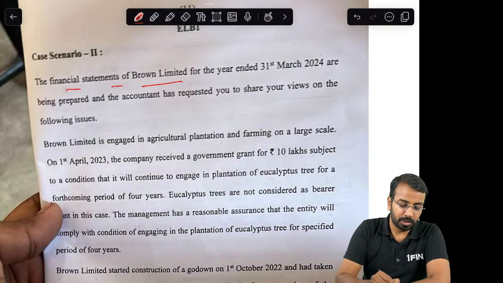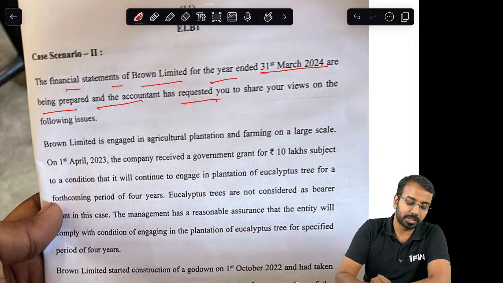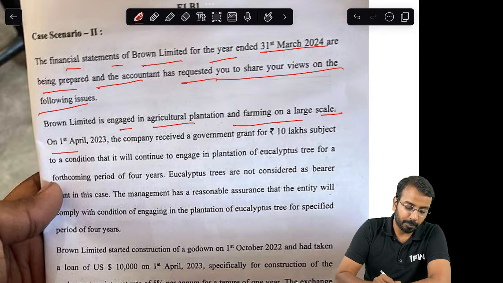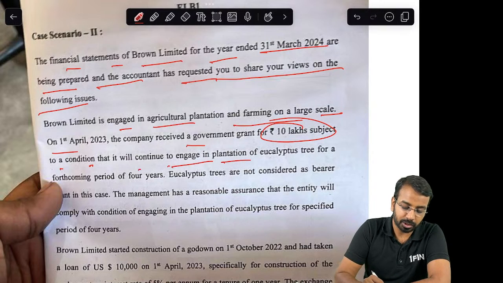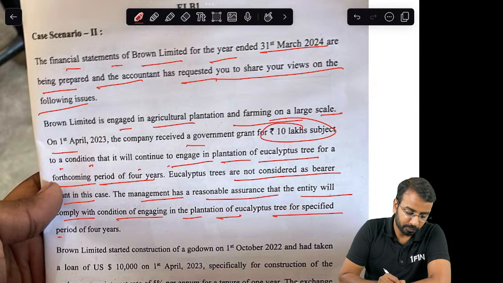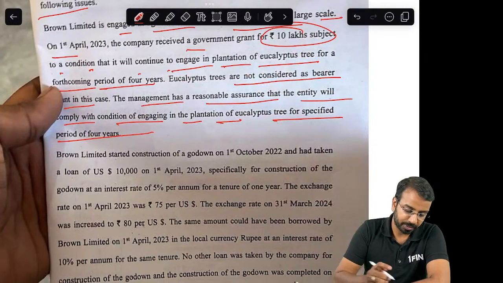Then case scenario number 2. Financial statements of Brown Limited for the year ended 31st March are being prepared and the accountant has requested you to share your views on the following issues. Brown Limited is engaged in agricultural plantation and farming on a large scale. The company received a government grant of 10 lakhs subject to a condition that it will continue in engagement in plantation of tree for a forthcoming period of 4 years. They are not considered as bearer plant. The management has reasonable assurance that entity will comply with the condition of engaging in plantation of the tree for a specified period of 4 years.